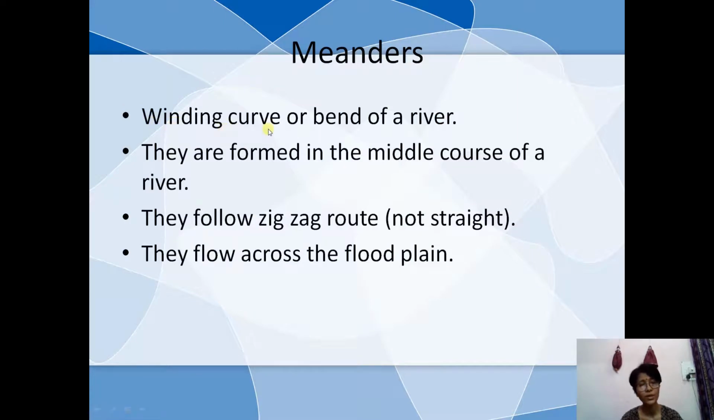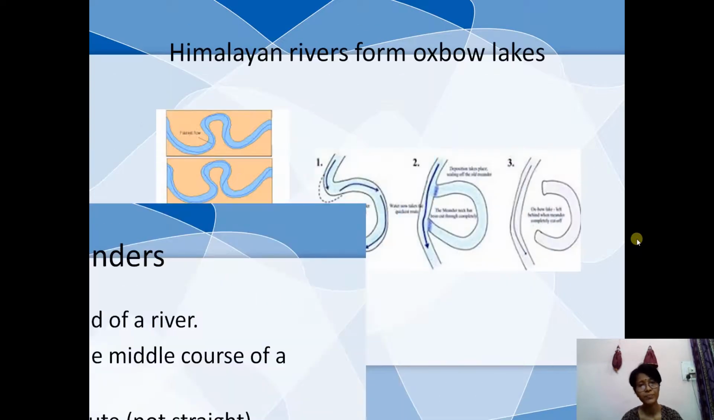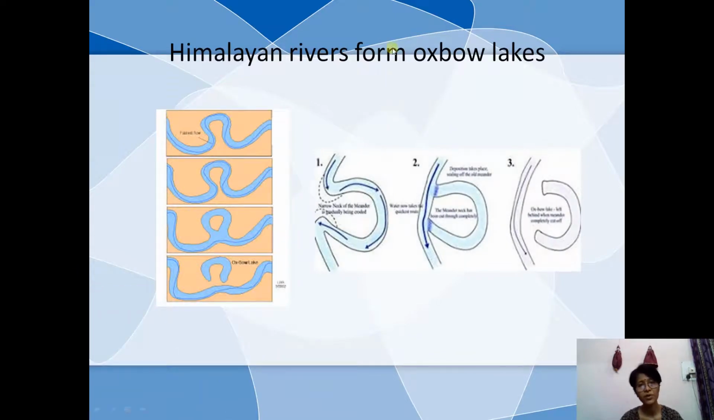Meanders are winding curves or bends of a river. They are formed in the middle course of a river. They follow a zigzag route, not straight. They flow across the flat plain. Now, these Himalayan rivers form the oxbow lake. You see these two pictures showing how the oxbow lakes are formed. This is a meandering, you see.